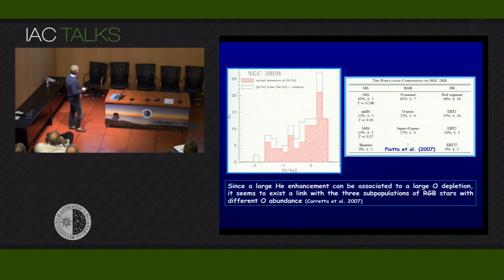Going a little bit more in detail, you can also correlate the distribution of stars along the triple main sequence with the distribution of stars in the different portions of the horizontal branch, the red portion, the intermediate color one and the extremely blue, and you find that there is a good correspondence between the relative population ratios in the different branches. Also, the fractions of stars along the red giant branch that appear to have different oxygen abundance, the oxygen normal, oxygen poor, and super oxygen poor, are in good agreement with the distribution of stars in the different sequences of the color magnitude diagram.